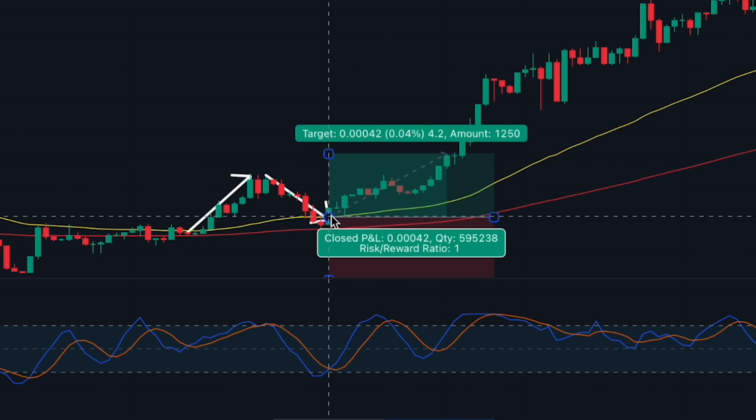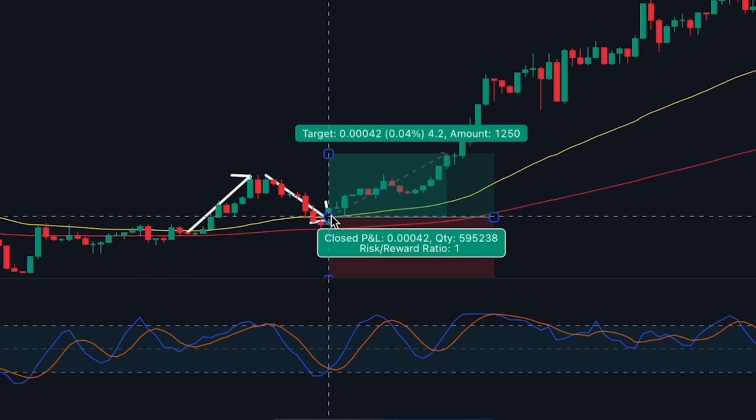Let's look at the stochastic indicator right now. As you can see, the blue line crossed above the orange line and the stochastic indicator was oversold. This suggests that a bullish trend may once again begin to develop. We won't take the trade, though, as the price fell below the crucial support level during the pullback.